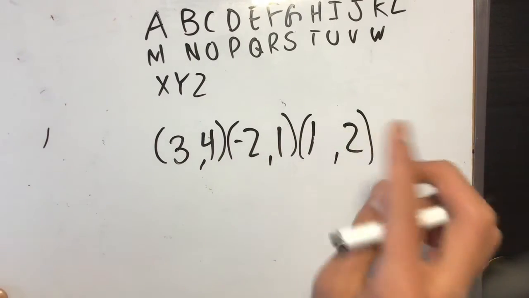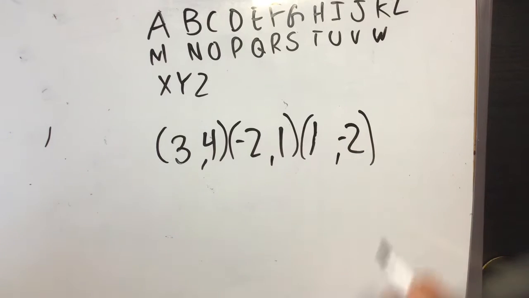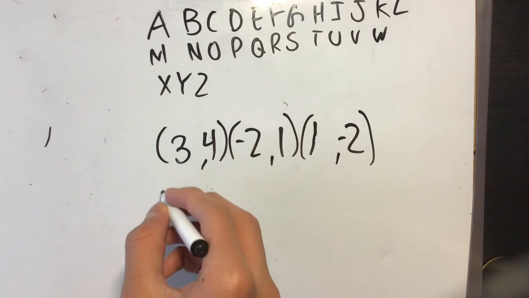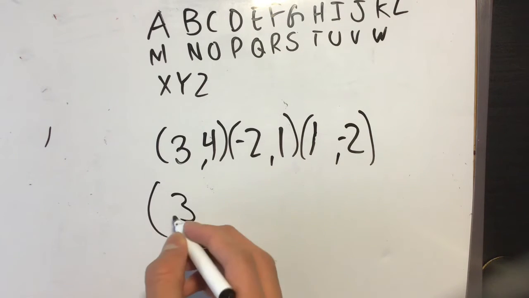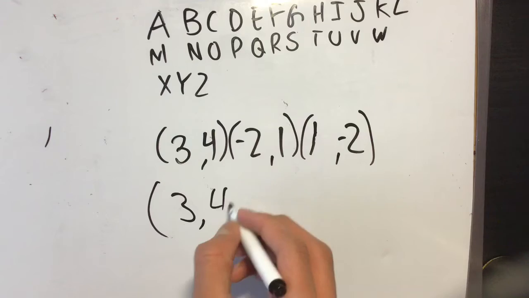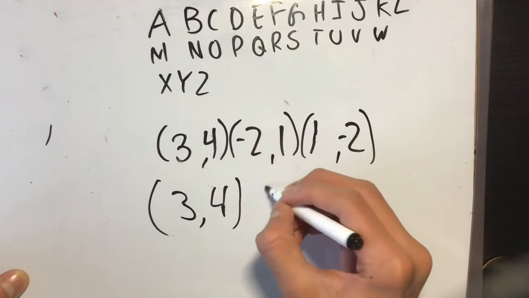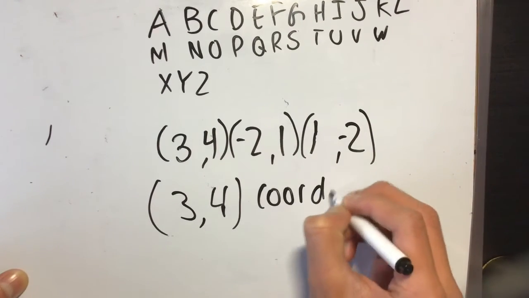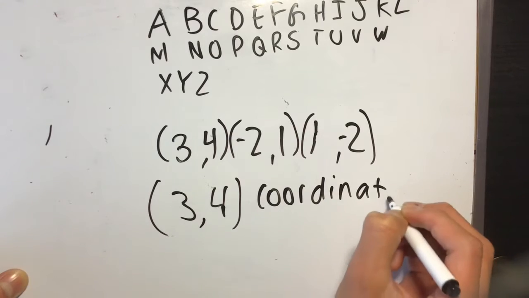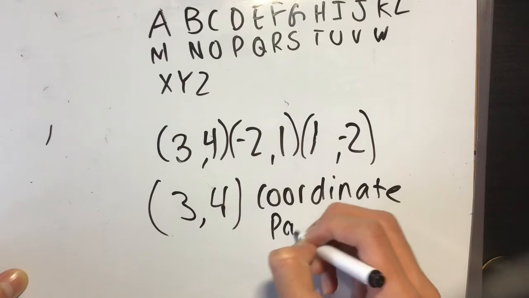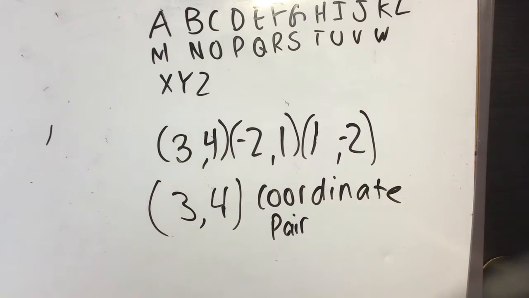Therefore, you know it's (3, 4), and that's one coordinate pair. Any number in a bracket is called a coordinate pair. And the numbers themselves are called coordinates.